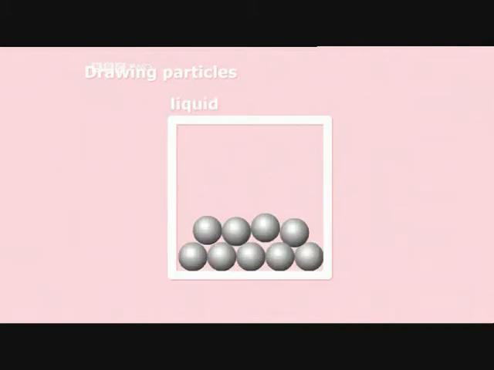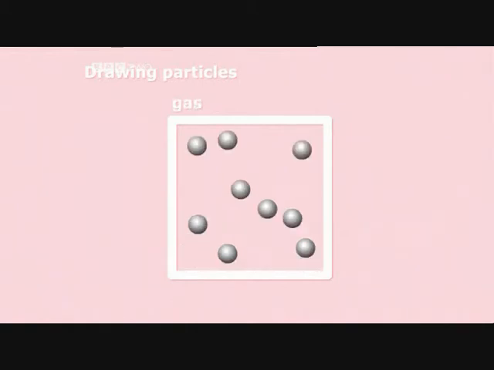Remember, with a liquid, draw your diagram with most of the particles touching. If they aren't, you will lose marks. The particles should be spread randomly and, if possible, along the bottom of the container. In a gas, the particles are widely spaced and not touching.